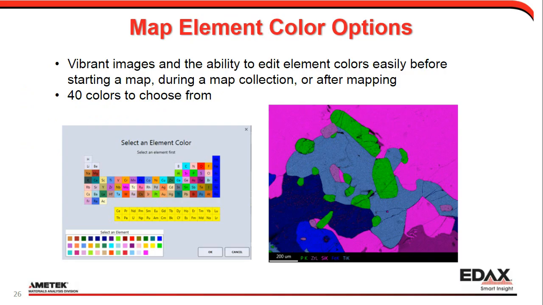The map element colors can be changed. You can click on the element colors icon on ribbon bar to open the periodic table to change map element colors. The colors can be changed before starting the map, during a map, or after mapping. There are 40 colors to choose from.